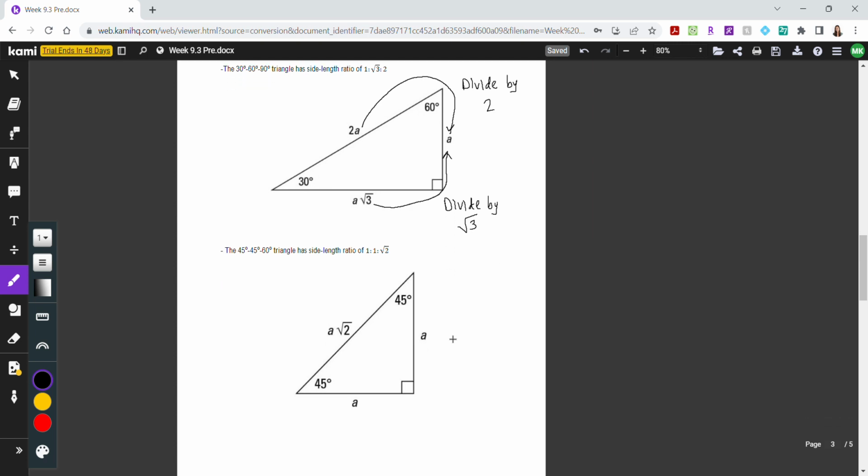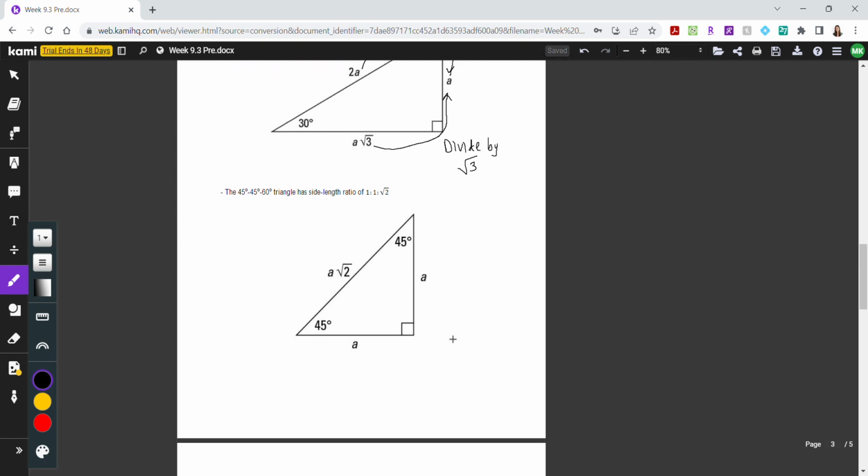Now on to the next type of triangle, the 45, 45, 90 triangle. It has side length ratios of 1 to 1 to square root 2. As you can see, the reason that two sides are the same is because two angles are the same. So essentially it's an isosceles triangle. Here's A, and then our hypotenuse would be A square root 2.